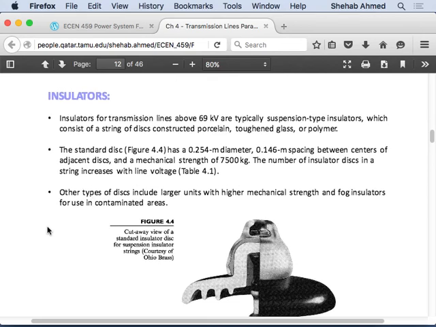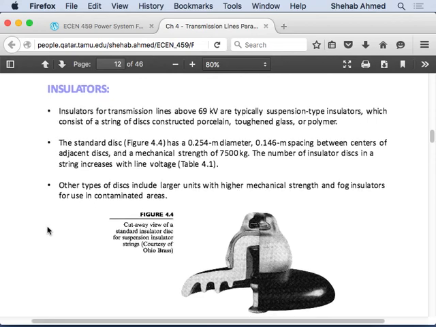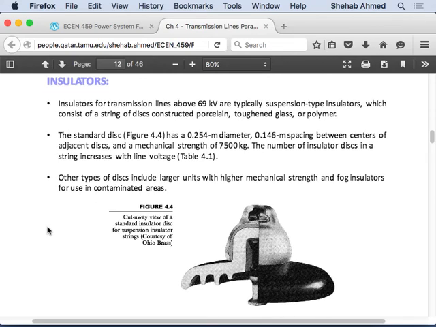Insulators. We said that insulators are used to hang or carry the transmission line conductors and insulate between the conductor and the tower, which is typically grounded. You typically have strings of insulators, and these insulators are typically made of porcelain or toughened glass or polymers, right? Polymers are lighter weight, porcelain is heavier weight. The polymers are more difficult to break. The porcelain and toughened glass are easier to break. But for polymer insulators you would need a longer string, because their insulating characteristic is not as good as porcelain.